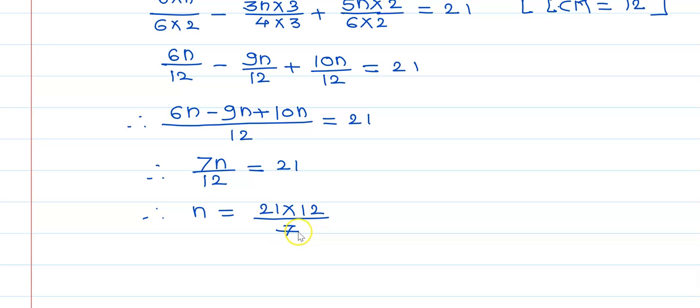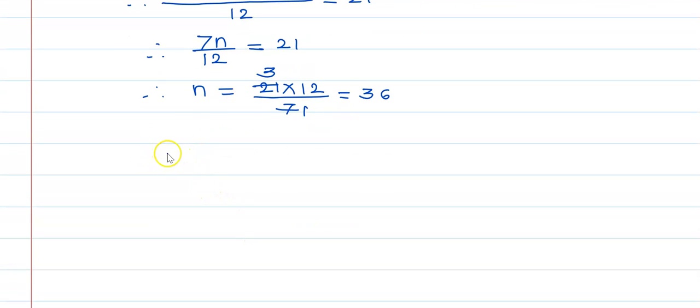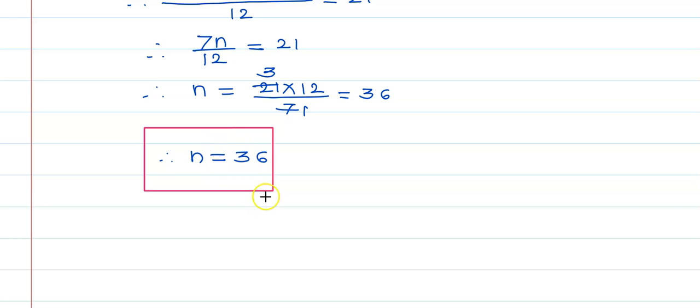Now we'll simplify here. 7 ones are 7 and 7 threes are 21. Now 3 into 12, that is 36. Therefore here we get n is equal to 36, and this is the solution. Okay, you can see this again.